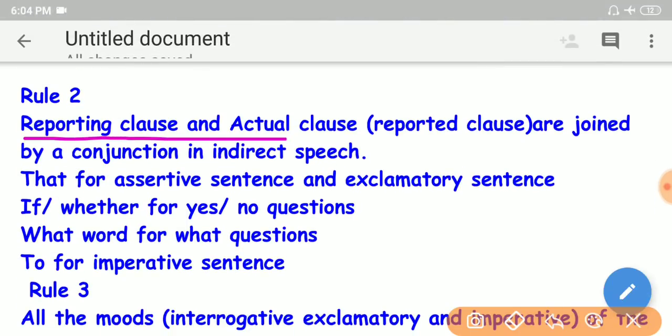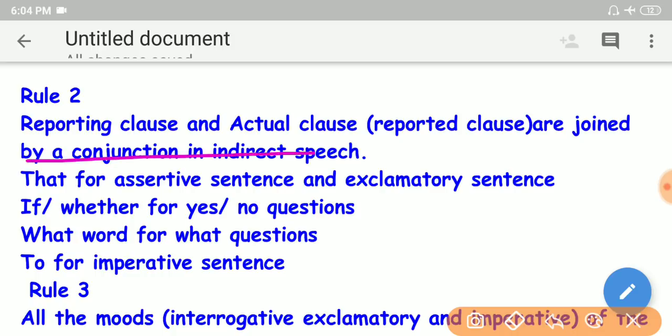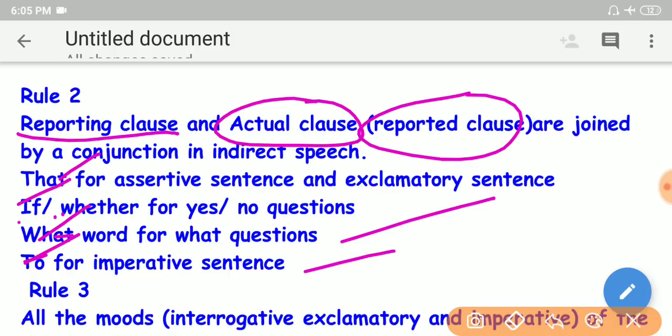The reporting clause and actual clause are joined by a conjunction in indirect speech, my dear friends. For example, that is used for assertive and exclamatory sentences. If or whether is used for yes or no questions. WH words are used for WH questions. To is used for imperative sentences, my dear friends. So in indirect speech, the reporting clause and the actual or reported clause must be joined by one of the conjunctions: that, if, whether, WH word, and to.